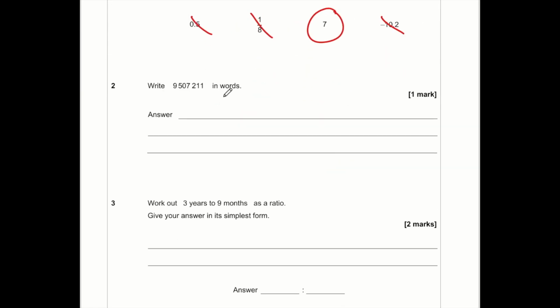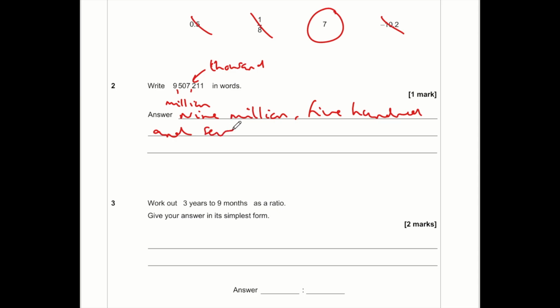Question number 2, write this number in words. So I'd always recommend from the right hand side, after every group of 3, put in a comma, and next group of 3, put in another comma. So this comma here replaces the word thousand, and the second comma replaces the word million. So the answer in words is going to be 9,507,000 followed by a comma, so 907,211.